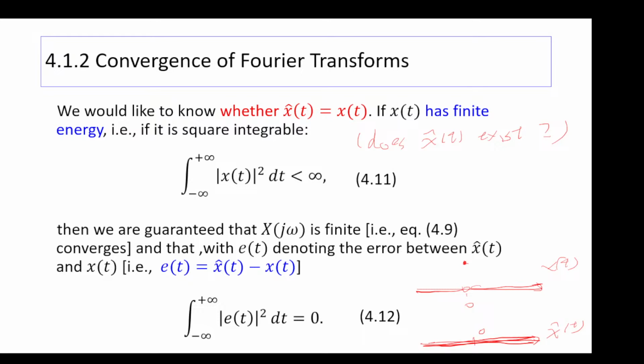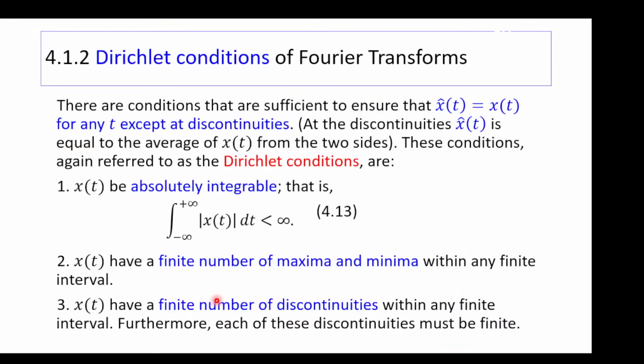But because this is just a single point, when you take the difference and do the integration, the energy will be 0. Okay. So we can have this very weird discontinuous disparity between x of t and x hat of t. But if the energy of the difference is 0, then they are the same signal for engineers. And also, similar to the periodic case, we have the Dirichlet conditions.